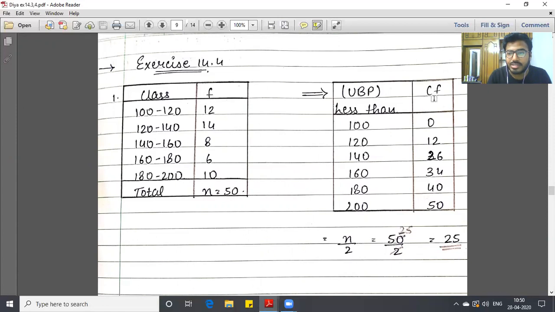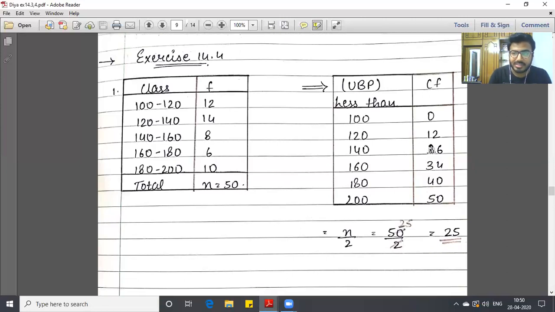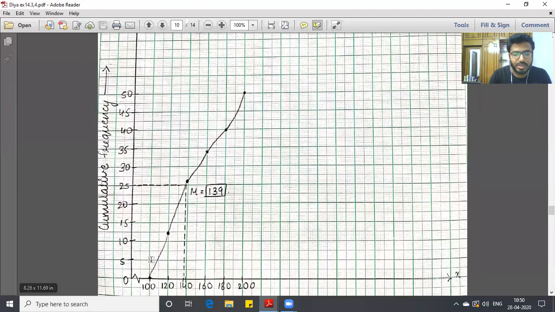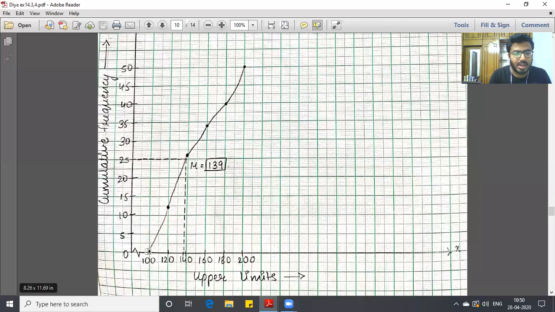Okay, this is your class and this is your cumulative frequency. So let's take the lower and upper limits on the x-axis and the cumulative frequency on the y-axis, as we did in the earlier questions. Here the classes 100, 120, 140, 160, 180, 200 you are marking on the x-axis, and the cumulative frequency on the y-axis. First was 100 and 0, so 100 and 0 is marked here.